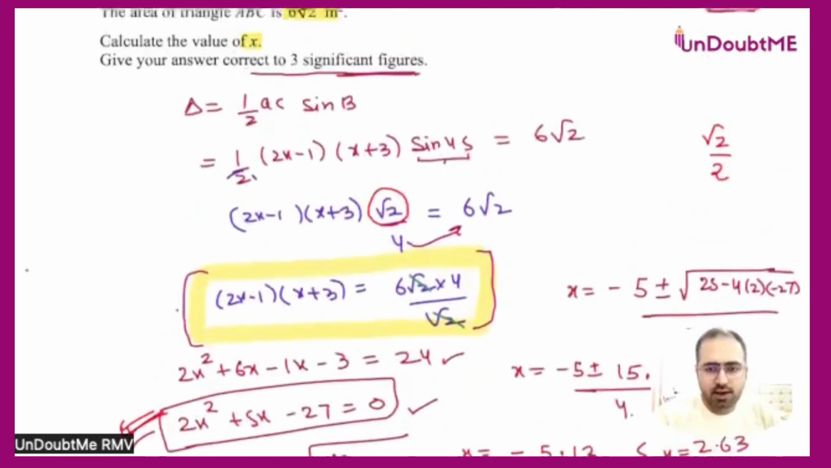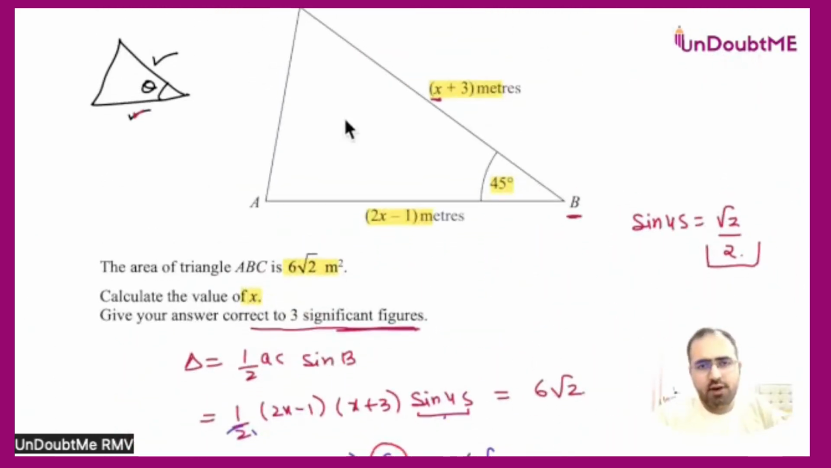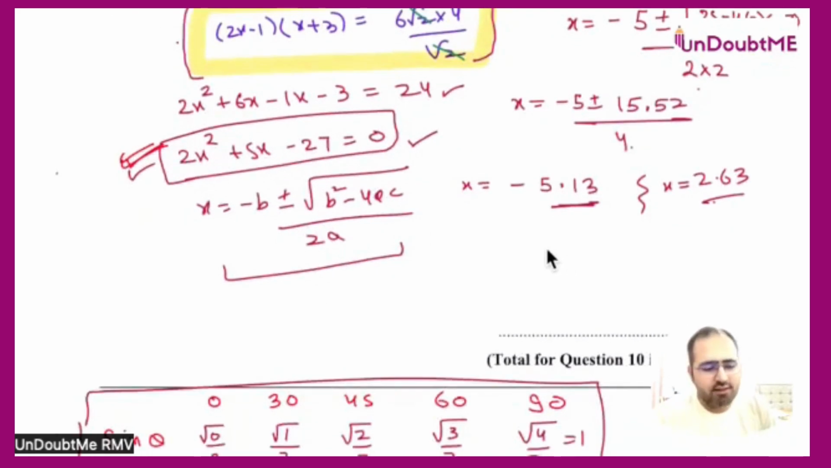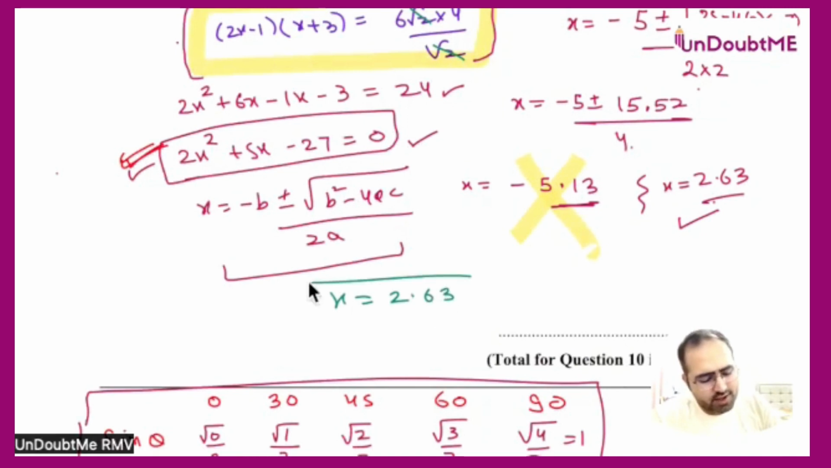That's what I'm saying. We'll go back and see over here that if I put x is equal to negative 5 point something, this side will become negative, which is not possible for a triangle to have a negative side. So that is enough reason for us to reject this value. So finally, my answer for x will be 2.63. They were asking the answer in 3 significant figures. So my answer is 2.63. That's it.